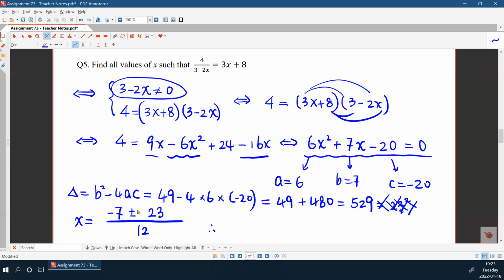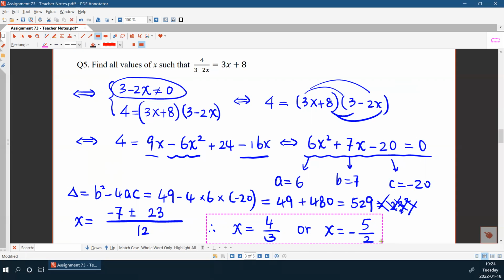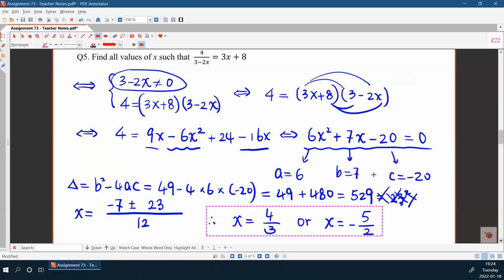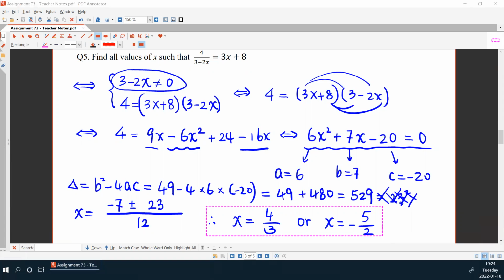Therefore, if we choose a positive symbol here, we'll get 16 over 12, which is 4 over 3. Or if we choose a negative symbol here, we'll get negative 30 over 12, which will give us x is negative 5 over 2, right? So there are 2 solutions. One of them is 4 over 3, and the other one is negative 5 over 2. Okay, I'll give you some time to read this question and let me know if you finished, okay?